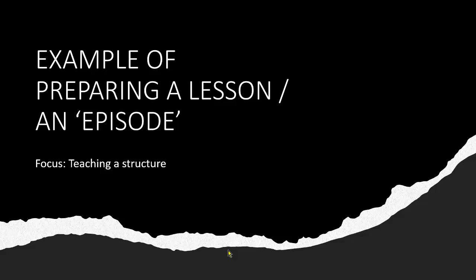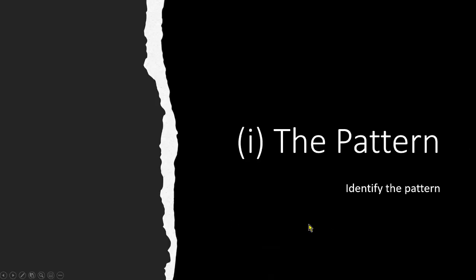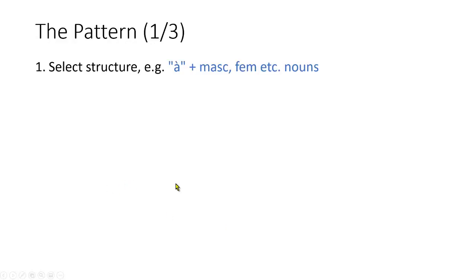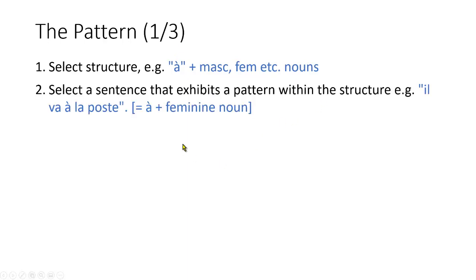Here's an example of how you might prepare a lesson or an episode within a lesson where the focus is on teaching a structure. First of all, you have to identify a pattern. Select the structure that you're teaching. So for example, in French, to, and then whatever the noun is, to the bakers, to the bank, to the beach, to the places in the town, for example. So that's the structure you want to teach.